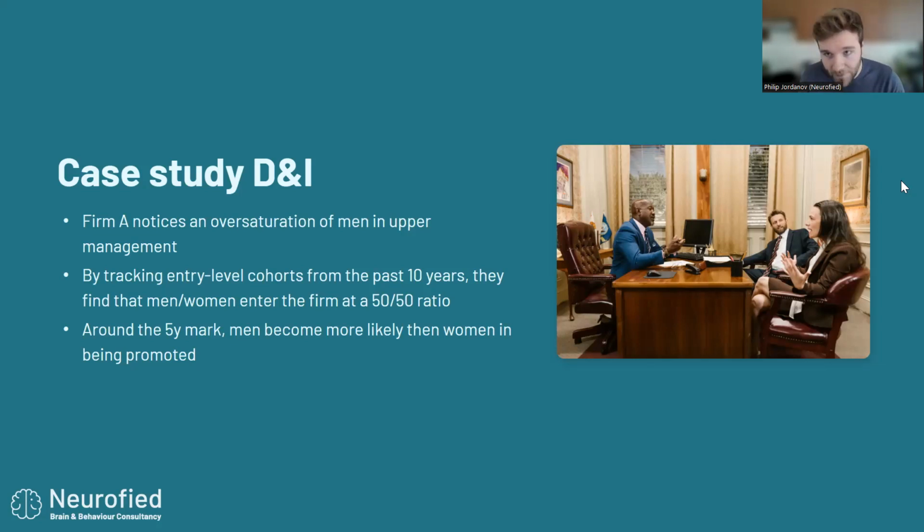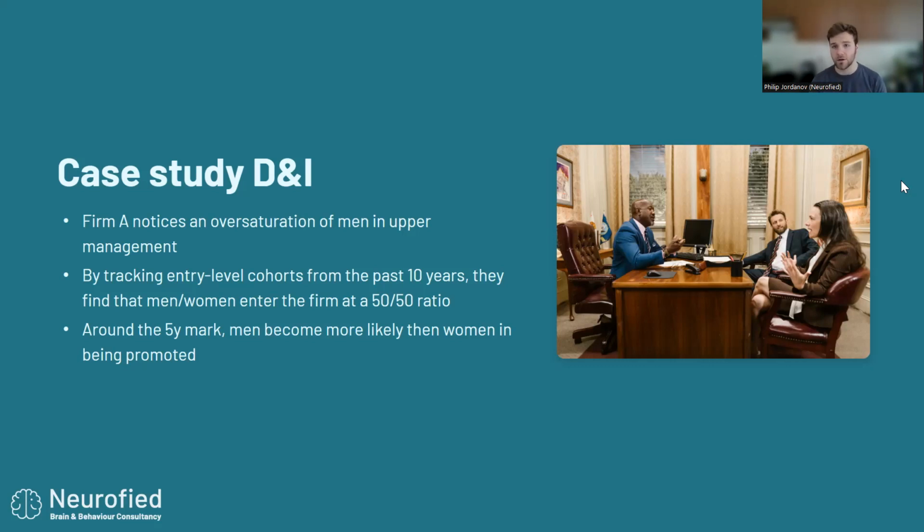So this case describes firm A, and firm A notices that they have an oversaturation of men in upper management. There are too many male employees in upper management positions and too few female employees. So they want to dive into this and create an intervention, but first they really want to make sure what the root cause is. So they dive into the data, and by tracking entry-level cohorts from the past 10 years, so they really go all out here, they find that men and women enter the firm at around a 50-50 ratio.